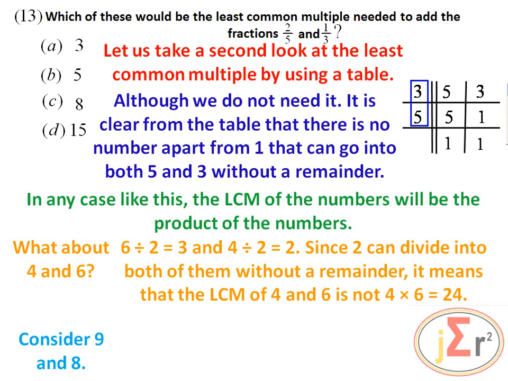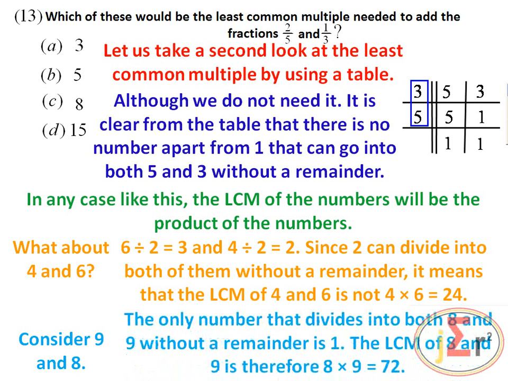Consider 9 and 8. Do they have any common prime factor, Jerry? No. Because they do not have any common prime factor, then the LCM of 9 and 8 will be 9 times 8. The only number that divides into both 8 and 9 without a remainder is 1. The LCM of 8 and 9 is therefore 8 times 9, which is 72.